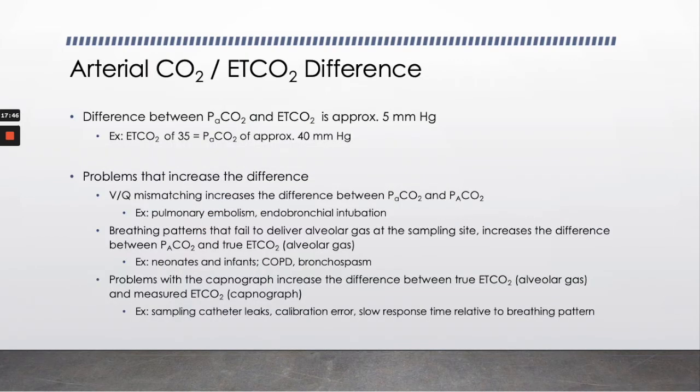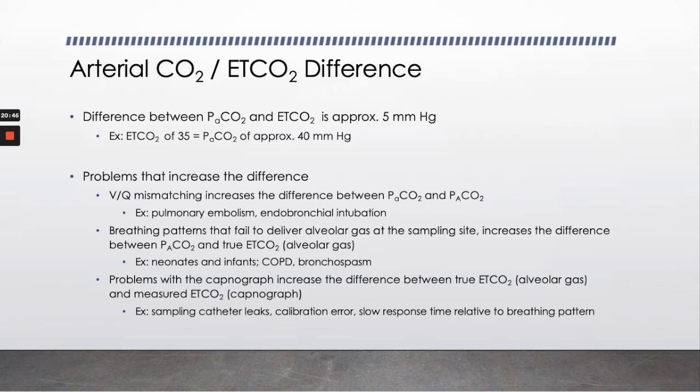Okay, so there's an arterial CO2 and end tidal CO2 difference, and the difference between arterial and end tidal CO2 is approximately 5 millimeters of mercury. So for example, if your end tidal is about 35, you can estimate that your PaCO2 is approximately 40 millimeters of mercury.